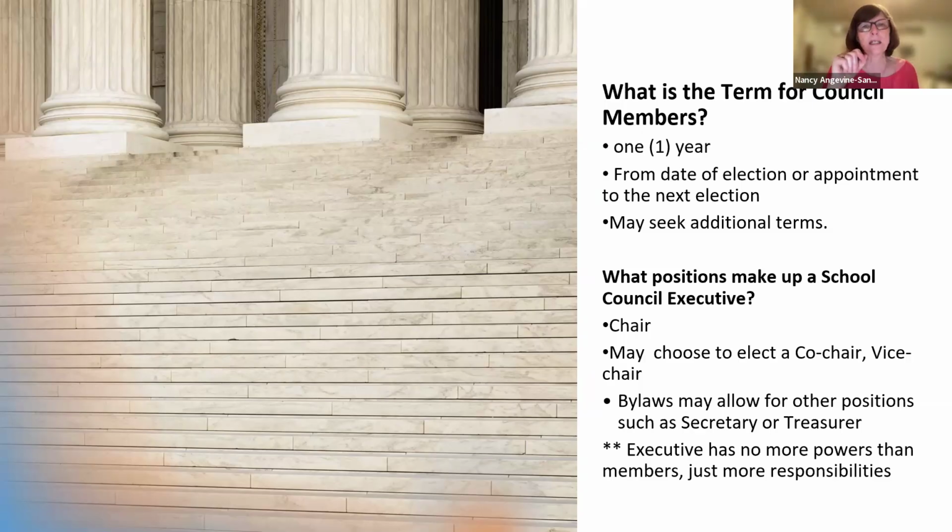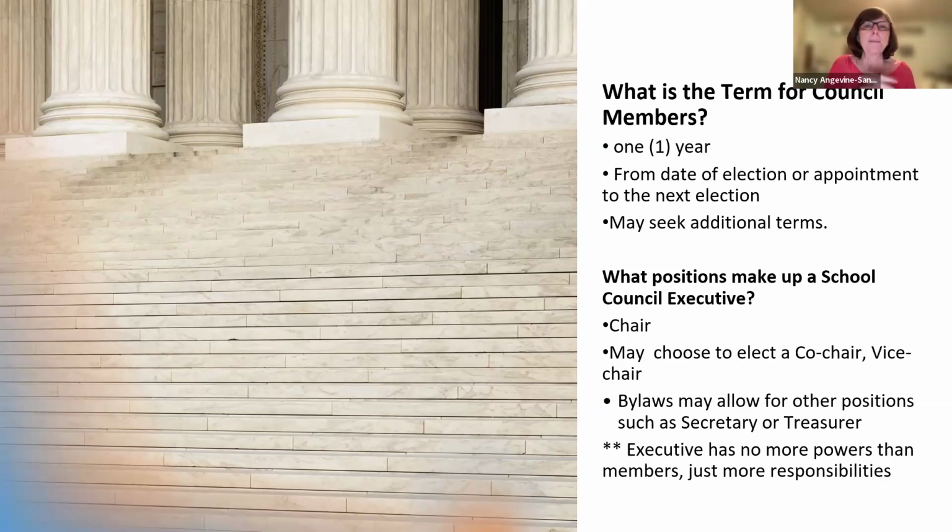You may seek additional terms. One thing that you may want to consider as a council is one article that you might want to add to your bylaws: putting a limit on the number of consecutive terms that a council member can serve. So if you think a council member shouldn't serve more than, let's say, 3 consecutive terms, they can serve 3 terms, then they can be off for a year, then they could come back if they were still interested.